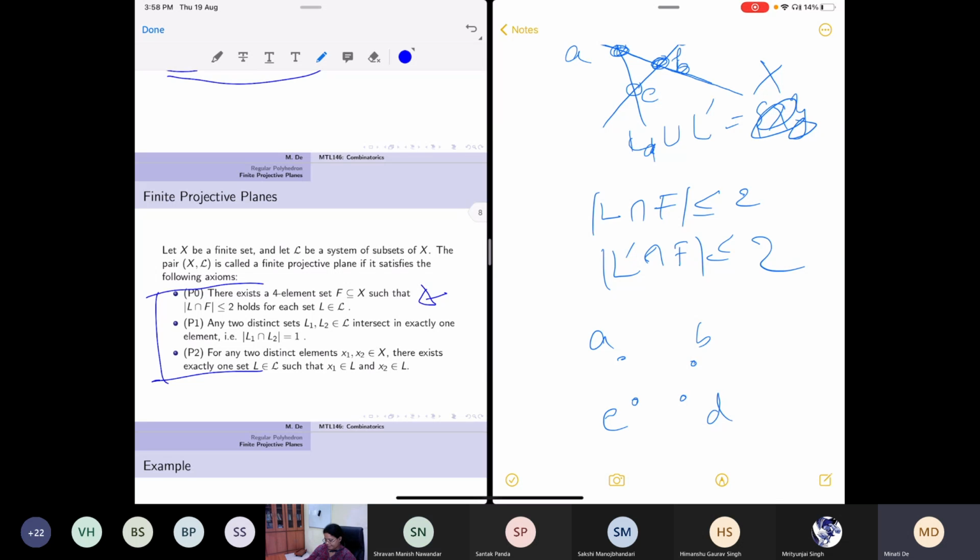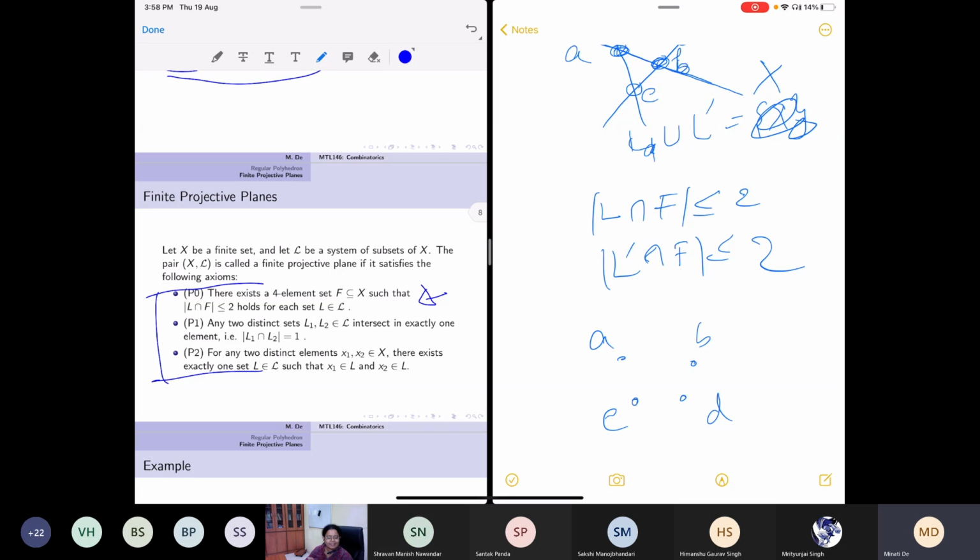Let's try to prove it formally. So yes, you need to actually apply the first axiom P0, which means there exist 4 points, no three of them are collinear. If it is the case that L union L dash does not contain F, then of course there exists one point which is not inside any of these lines, L and L dash.